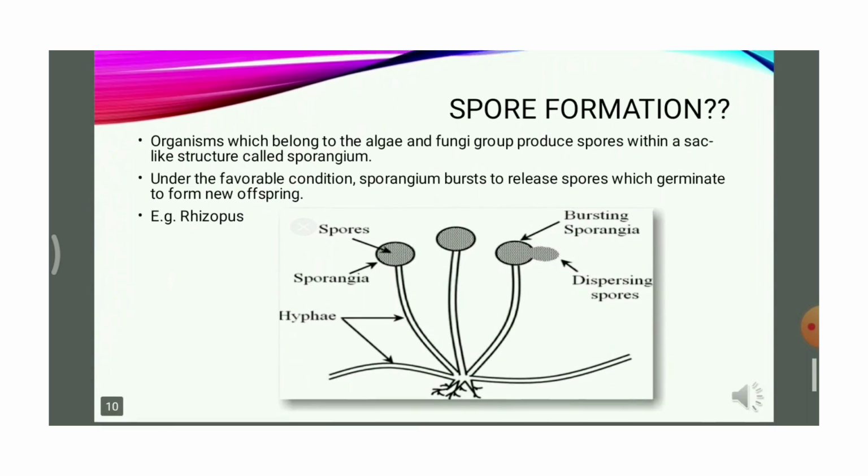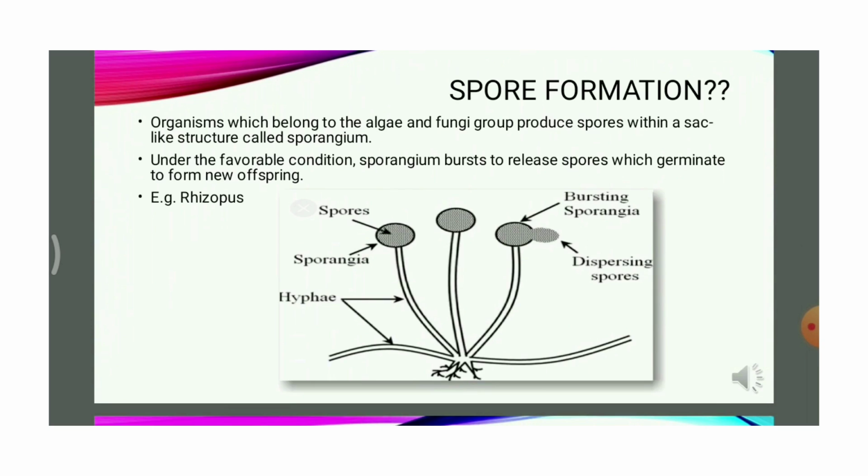The next and the last is spore formation. Spore formation, the word itself says formation of spores. So how spore formation takes place, we'll study now. The organisms which belong to the algae and fungi group produce spores. And these spores are formed within a sac-like structure called sporangium. So sporangium is present in the algae and fungi group of organisms which produce spores. And under favorable conditions, this sporangium bursts out to release the spores.